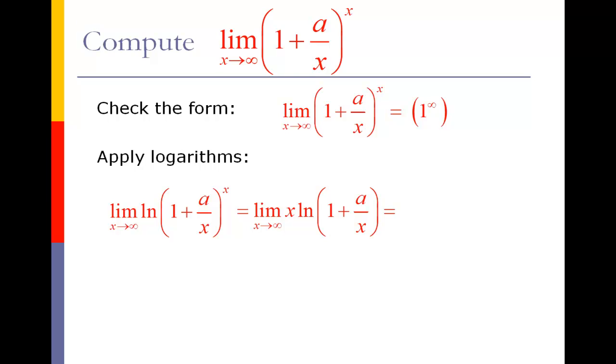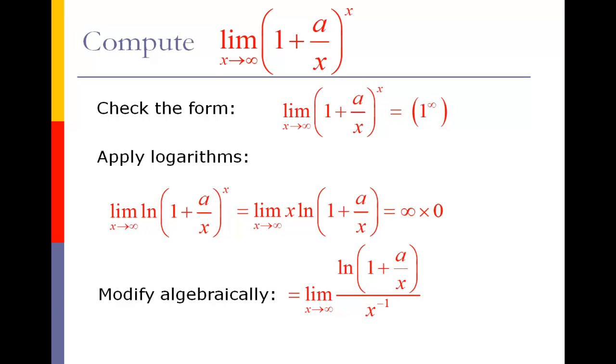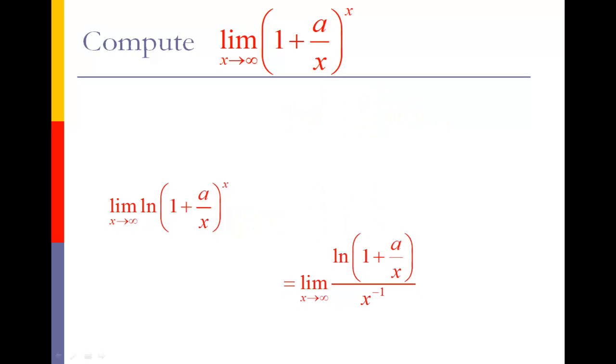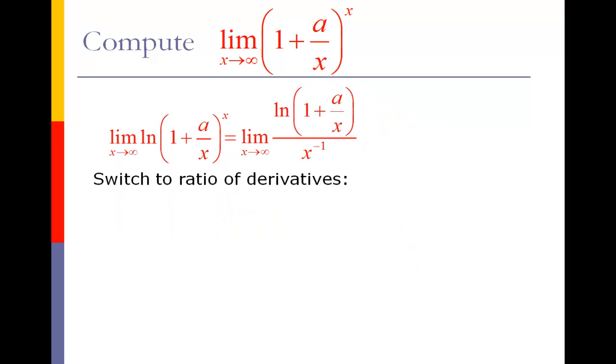And if we check again the form, at this point we notice that the x goes to infinity, and now because the 1 plus a over x goes to 1, the logarithm of 1 plus a over x goes to 0, and so we have a form of the type infinity times 0. Still not of the right type. Well, all we have to do is modify it algebraically as we have seen last time, move the x to the denominator, and now we have something of the form 0 over 0. So now we're ready to switch to derivatives.